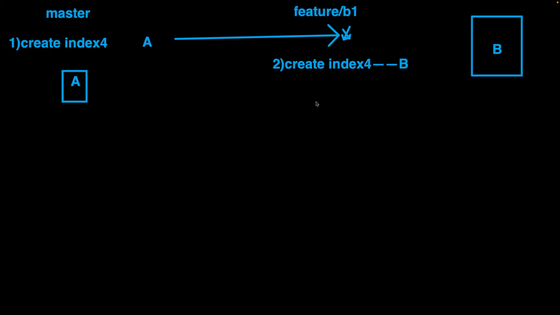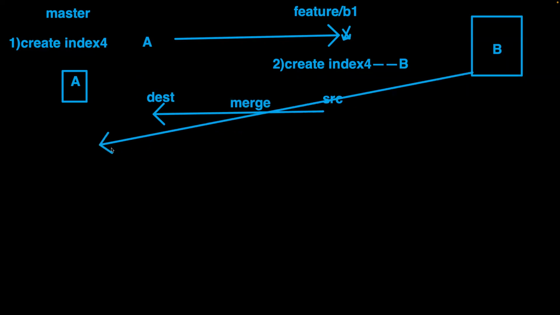Merge is nothing but integrating changes from one branch to another, from source to destination. Here the source branch is the B1 branch and the destination branch is the master branch. So when I'm trying to integrate, it will try to bring all the committed changes from the B1 branch to master. If you look at the commits of index 4, it is just trying to bring this box here. That's what integration is.